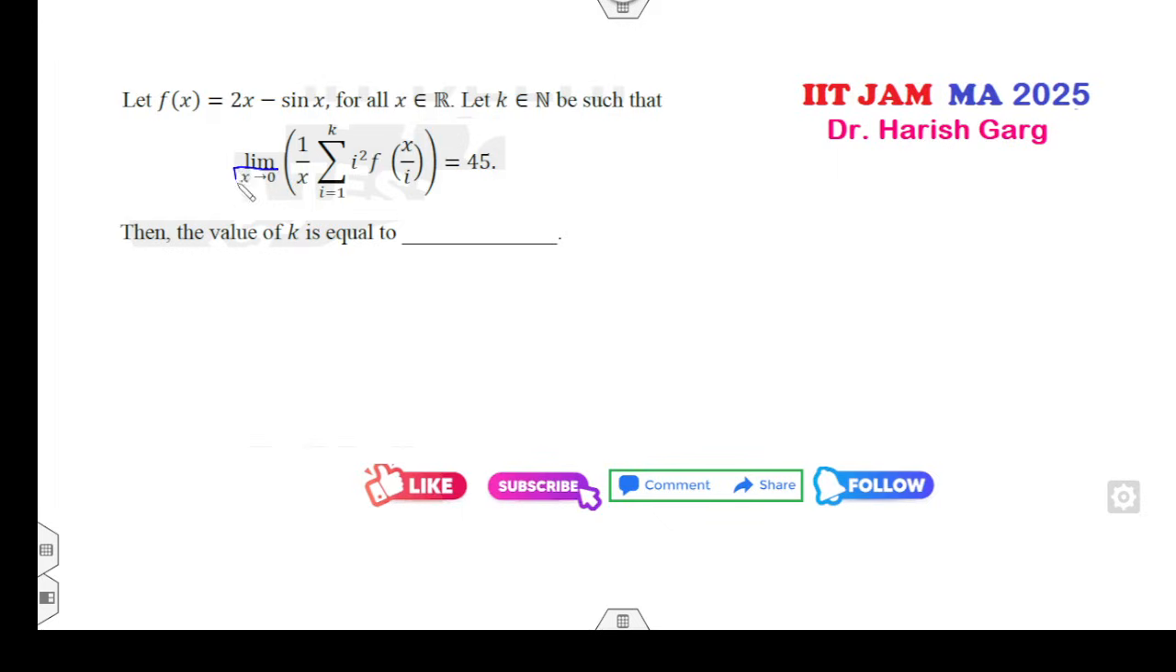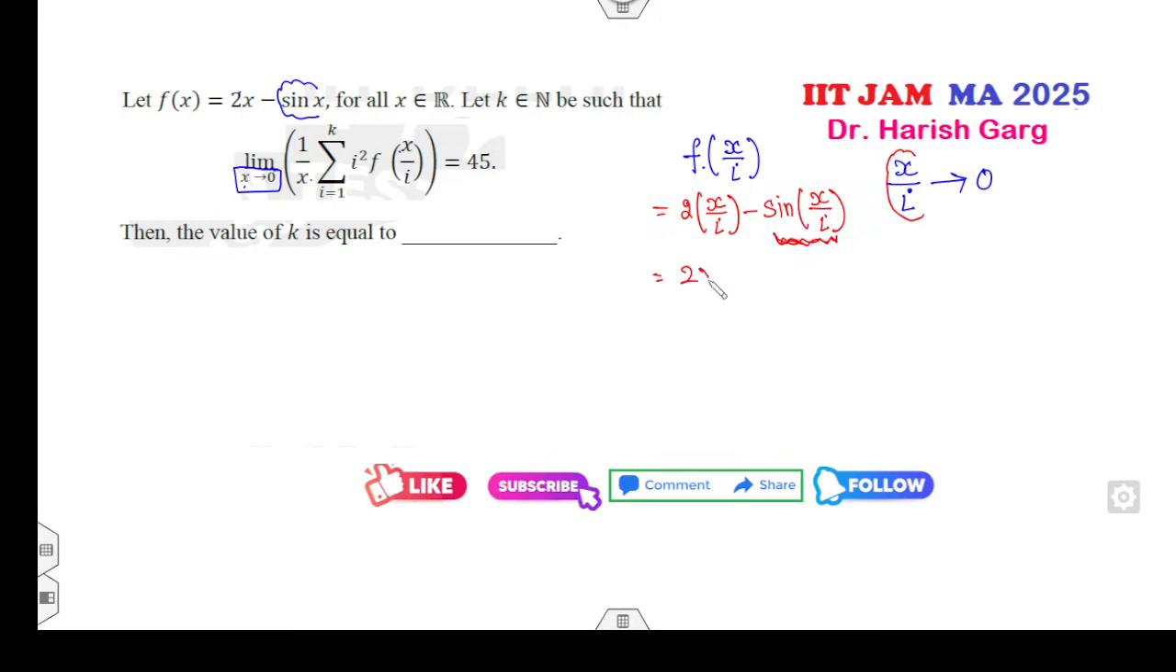Your target is to find the limit x approaches 0 of f of x over I. Now clearly, whenever x approaches 0, this value goes to 0. That means I can replace sine of x. What is the value of the f? It will be twice, fine, minus sine of x over I. Because x over I goes to 0, I can replace sine x over I to be x over I. So the answer is x over.